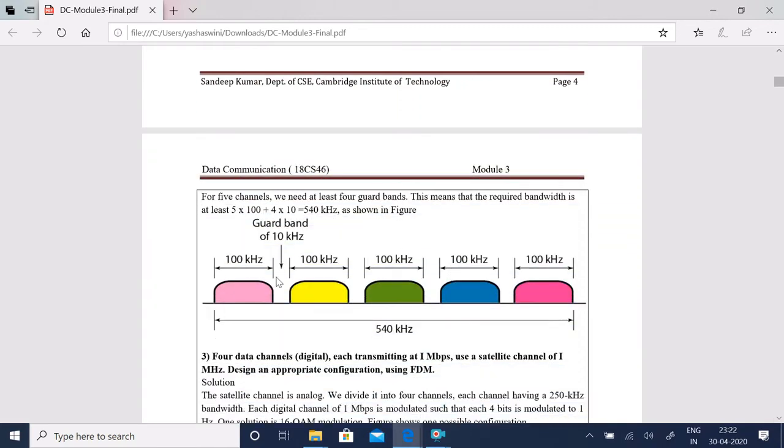To deal with this, we have 5 channels and each channel requires 100 kHz of bandwidth. So 500 kHz is required for the channels themselves, and it is also said that there are guard bands of 10 kHz. If there are 5 channels, how many guard bands do we require? We require 1, 2, 3 and 4 guard bands. So it will be 5 into 100 for the 5 channels plus 4 into 10 for the guard bands. So totally 540 kilohertz is required in order to transmit this data from sender to receiver.